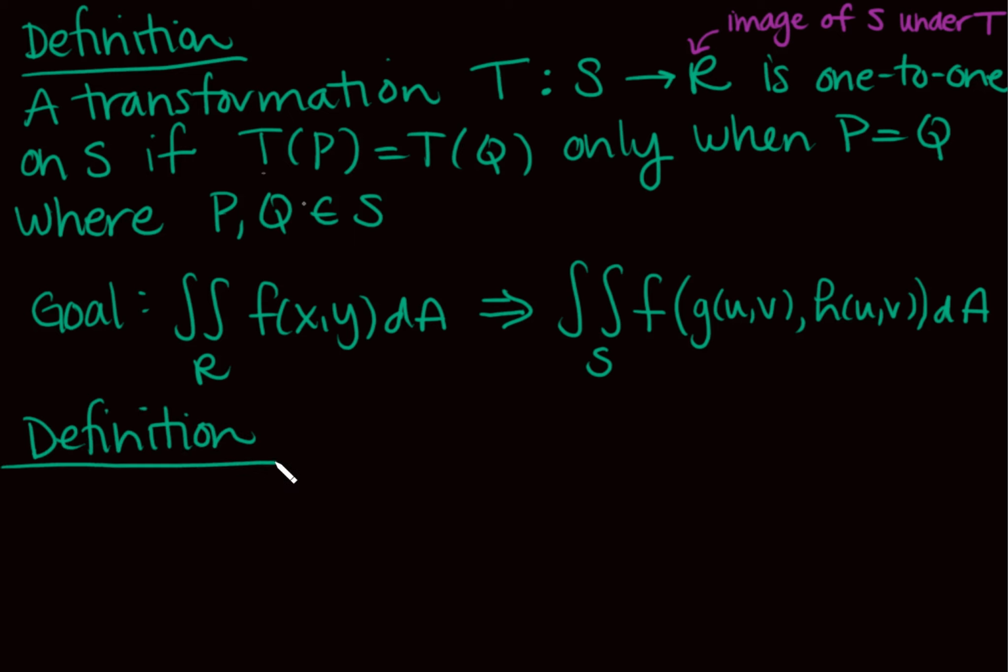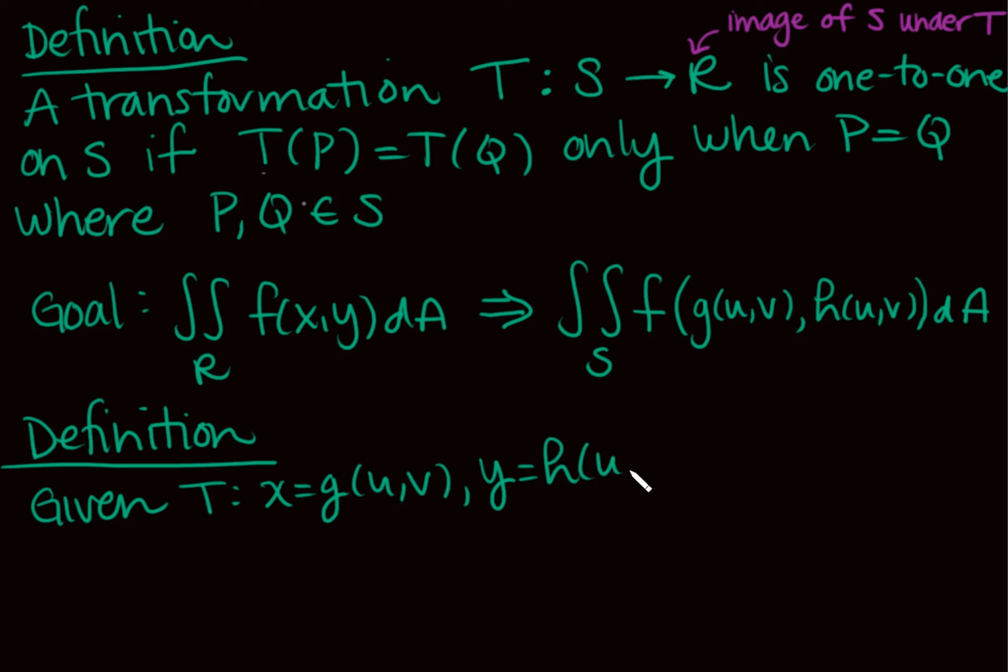Quick definition. I'm not going to use how your book does this. Given T, x equals g of u, v. This is just setting up my transformation. y is h of u, v, where I'm just going to tell you right now, g and h are differentiable. Given that this is true, the definition I want right here is called the Jacobian.